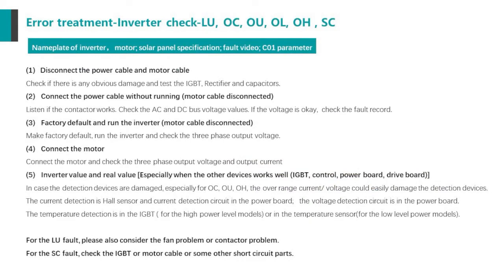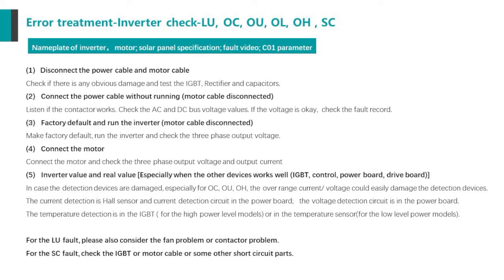For the inverter self-check, I list the steps to follow. You need to disconnect the power cable and motor cable at first, and then test the IGBT. If the IGBT is damaged and you try to run directly, there may be some sparks or even fire in the output terminals. If the IGBT is good, you could connect the power cable and test the AC and DC bus voltage, and then check the fault record.